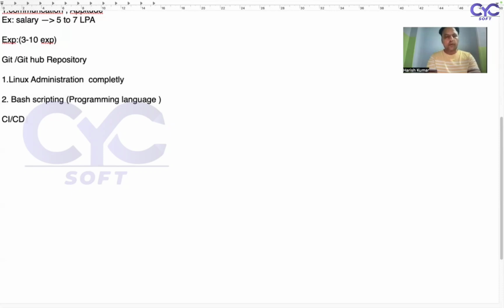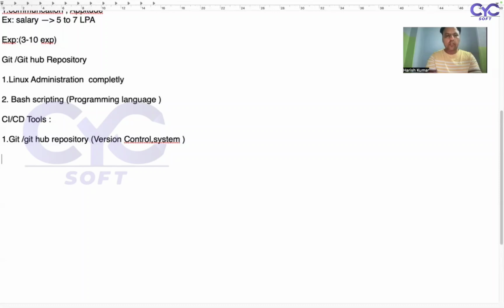This is very, very important because we are working on the tools in DevOps actually. The first one, as I told you, is Git and GitHub repository only. We are working on the repository. Here you need to work on the version control system. That's very, very important.